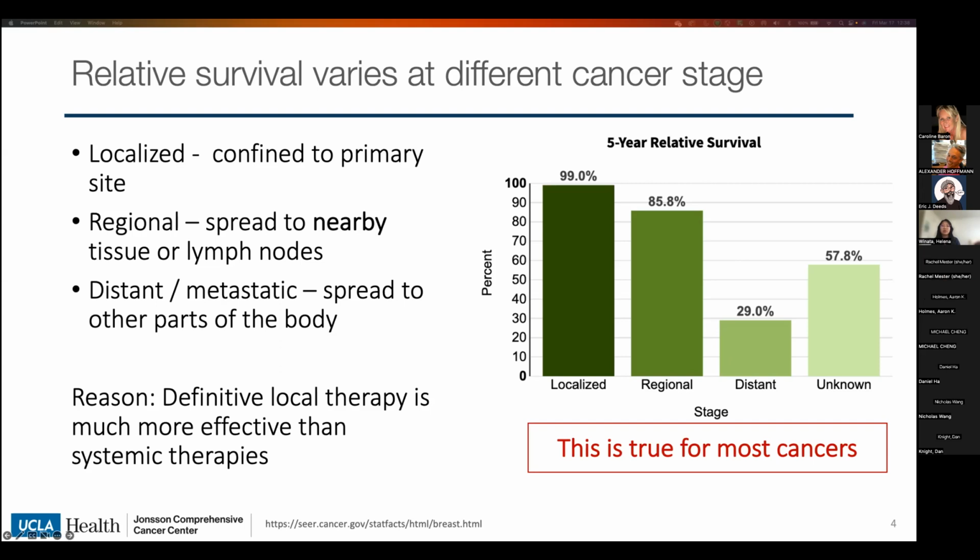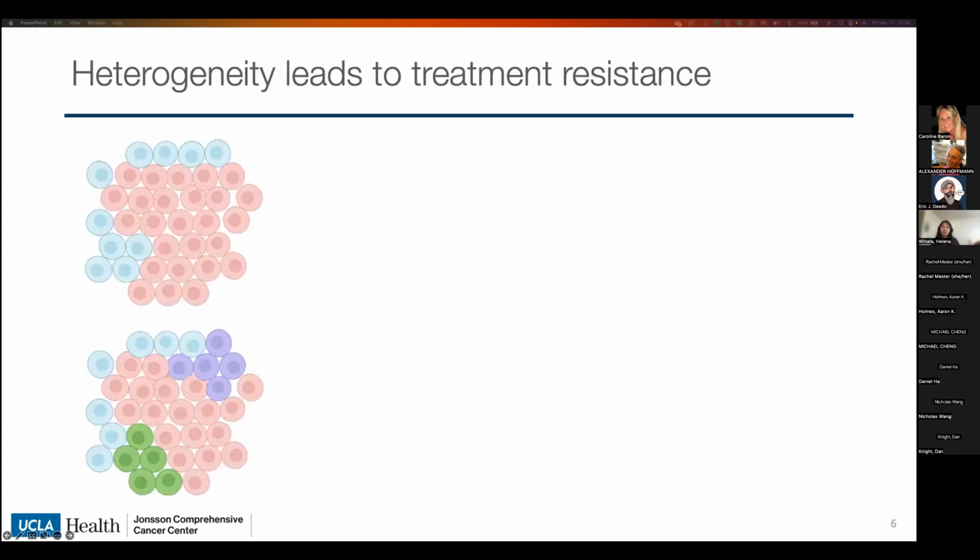A main reason for this is that definitive local therapy, which aims to remove cancer cells through surgery or radiation, is much more effective than systemic therapies such as chemo or immunotherapy. The reason for that is that heterogeneity between tumor populations or tumor cells plays a huge role in the efficacy of treatment that uses biomarkers to identify cancer cells.